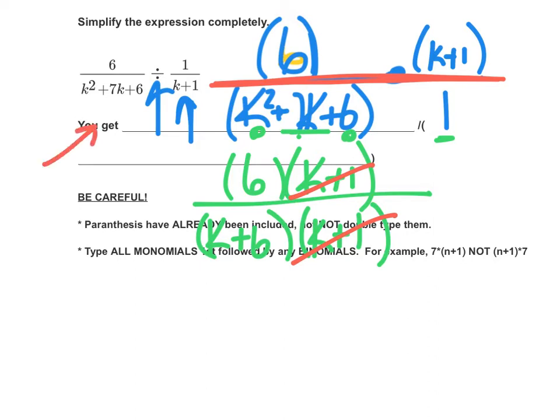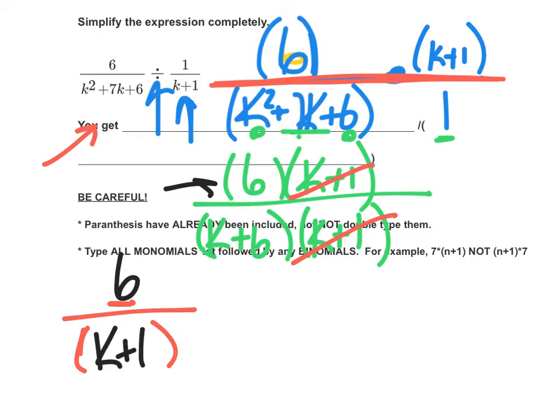The format for this one is just one thing on the top and the parentheses on the bottom. So what you're going to type here on Schoology is going to be the 6 on the top. We don't put parentheses around that. And then I already have the parentheses typed, so it's just going to be k plus 6.